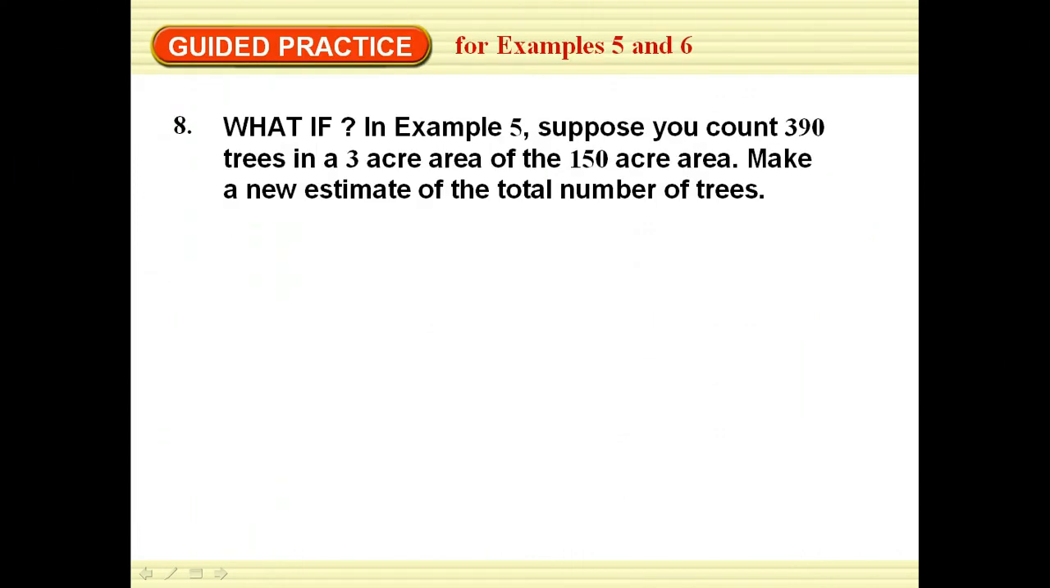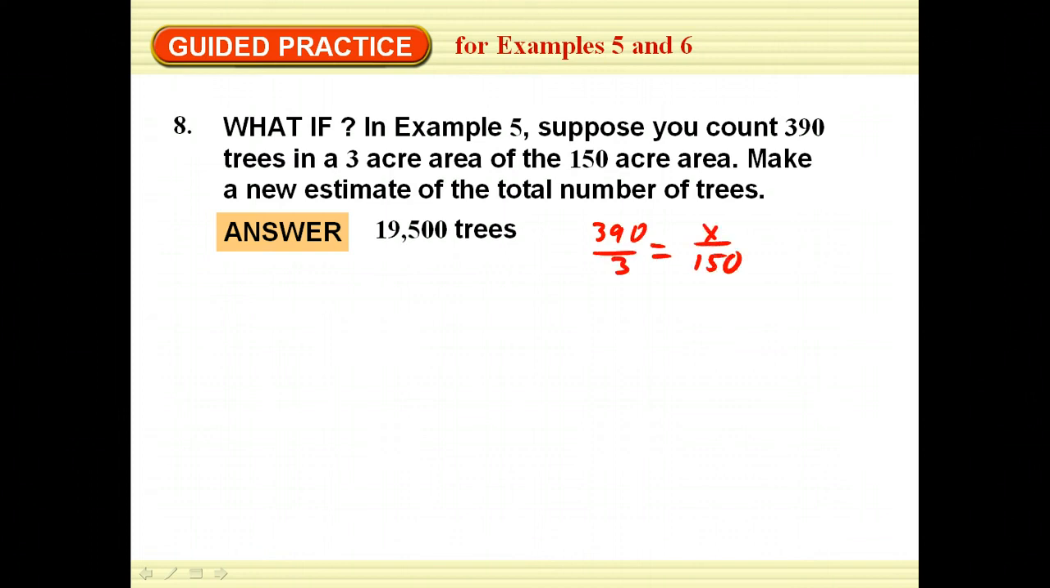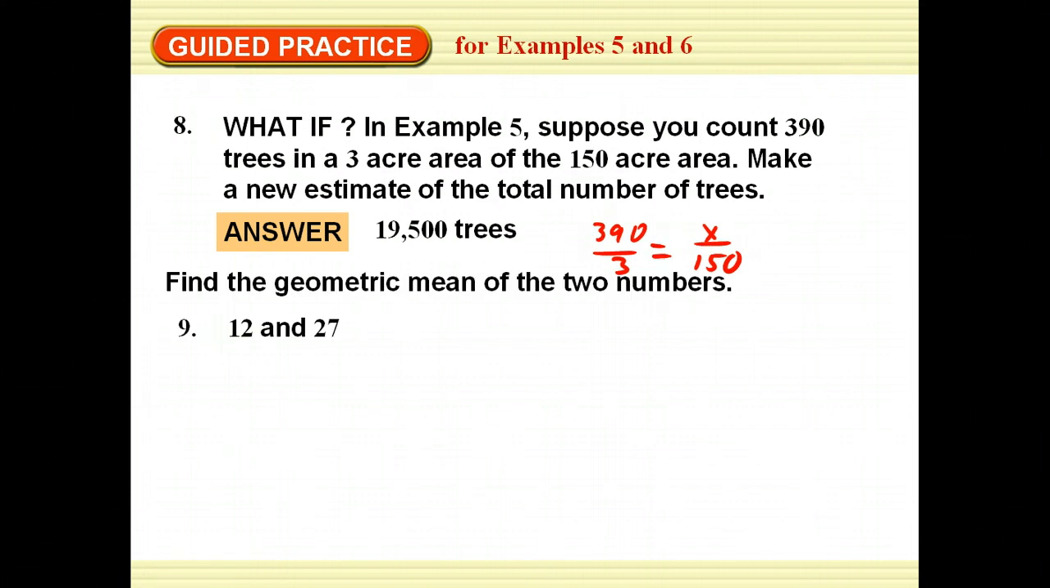So what if in example 5, suppose you count 390 trees in 3 acres. Of that 150 acre, how many trees would you have? Well, you could pause this and give it a try. You should come out with 19,500 trees. That is because if you do 390 is to 3 acres is equal to how many trees over 150 acres, then you do your cross product, you'll have your answer.